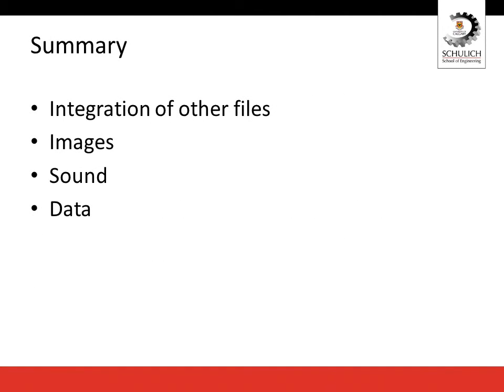In summary, File I/O allows programmers to include images, sounds, and informational data using external files. The flow of information can be both read into the program and also written back out of the program.